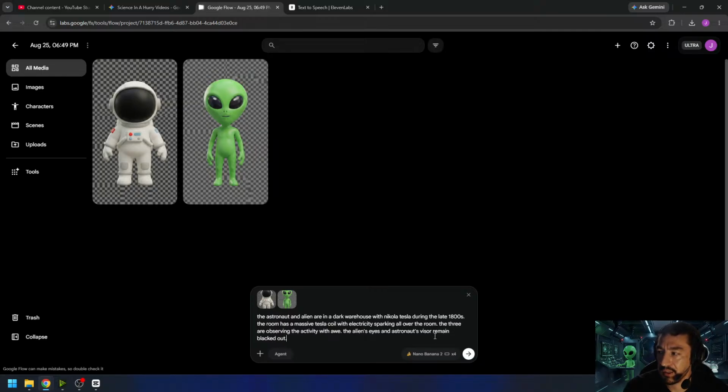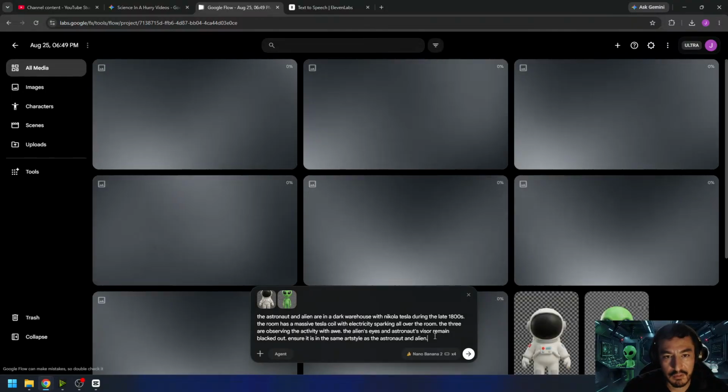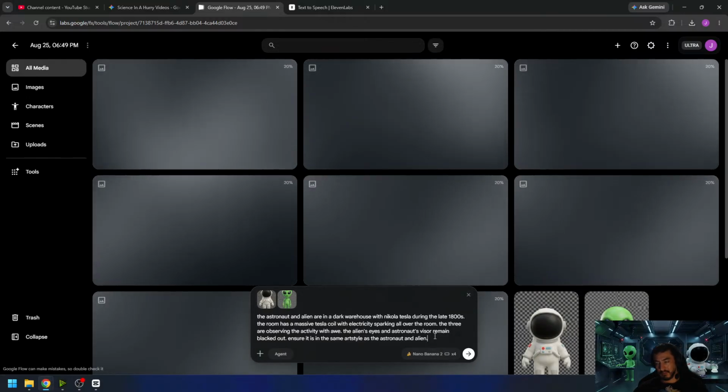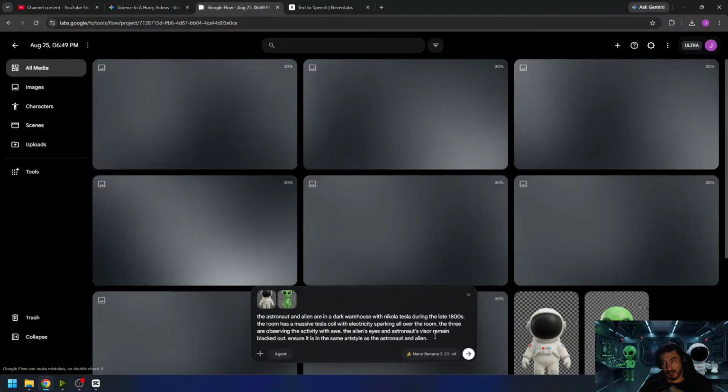because sometimes it'll produce images where either the alien has human looking eyes with whites or the astronaut's visor is see through and it's just got some weird looking face. So I've got that instruction, and then I also want to say ensure it is in the same art style as the astronaut and alien. Okay. And then I create 8 pictures at a time usually, and we'll see if I like any of them.